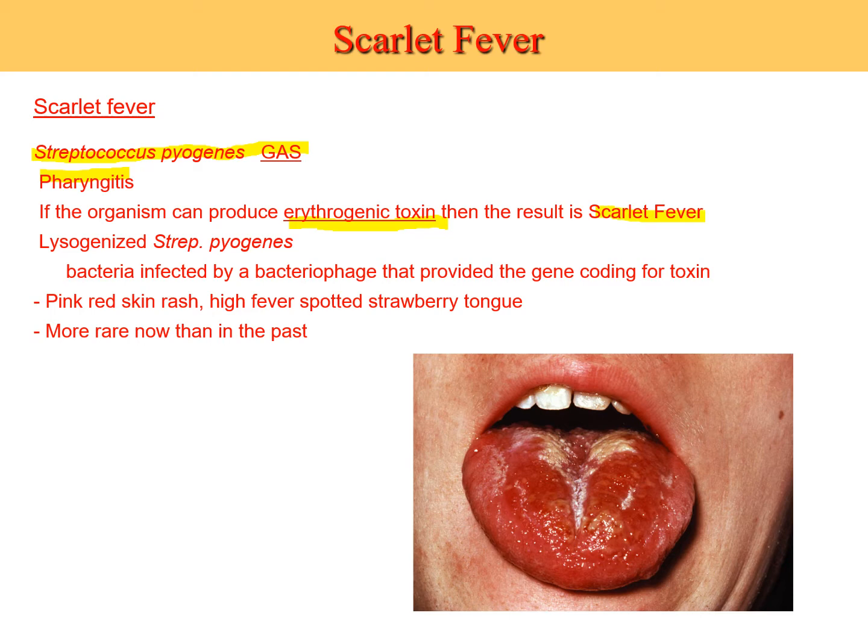The organisms that can produce this are lysogenized by a lysogenic life cycle type of bacteriophage, a virus that can infect bacteria, and they provide the gene coding for the erythrogenic toxin. The result being a red skin rash, very high fever, and a spotted strawberry tongue. It looks like the surface of a strawberry here on the tip, huh? It's more rare than it was. It was more common in the past. It's become more rare.